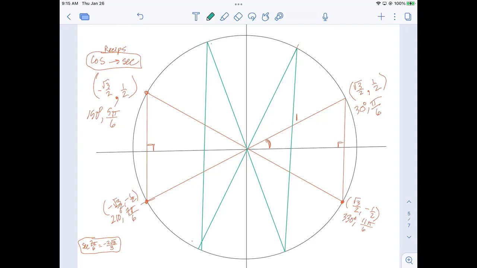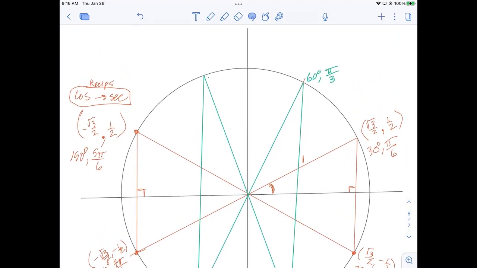Now, this is your 60-degree reference angle, which is pi thirds. It's the exact same triangle that we just used. The only difference is we're turning it up on its head. So what are the dimensions now? Well, now it's 1/2, square root of 3/2. Now it's taller than it is wide.